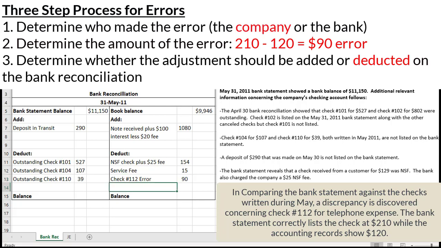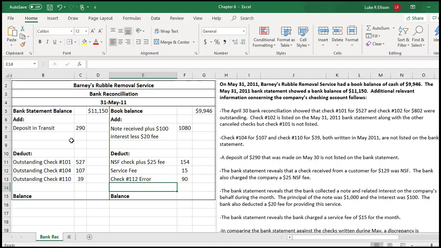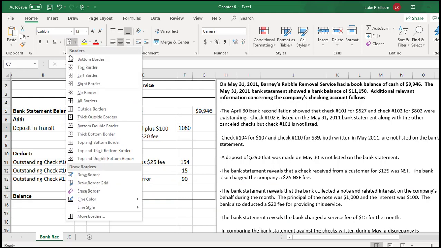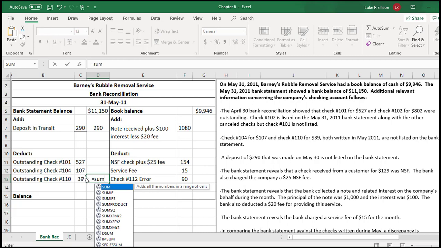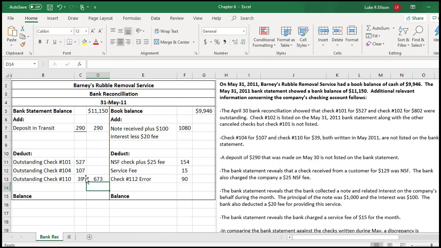Okay, now that we have gone through all the transactions, we can total everything up and find the adjusted book and bank balances. So usually what we do is you can do an underline next to each of the totals. So I'll do a bottom border here. Since there's only one addition here, we can just copy that number over here on the right. We can add up these three outstanding checks. So I'm going to use the sum function, and that gets us $673.